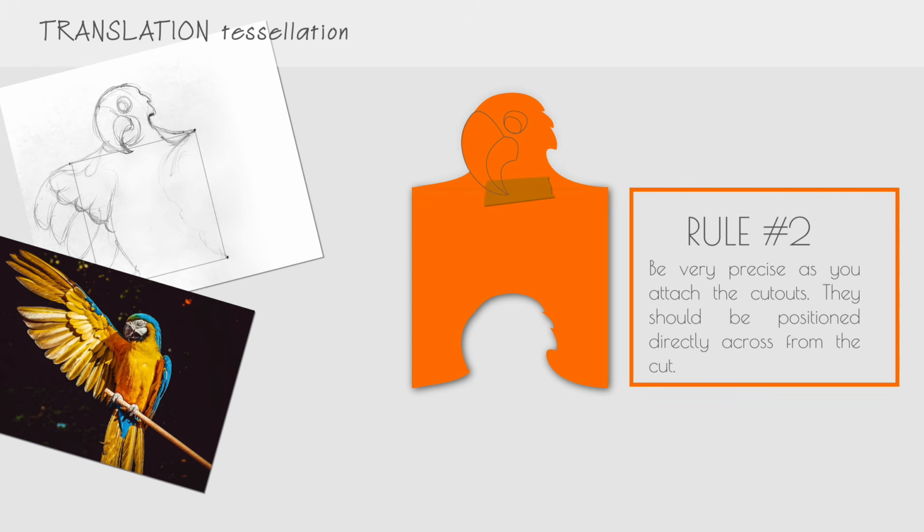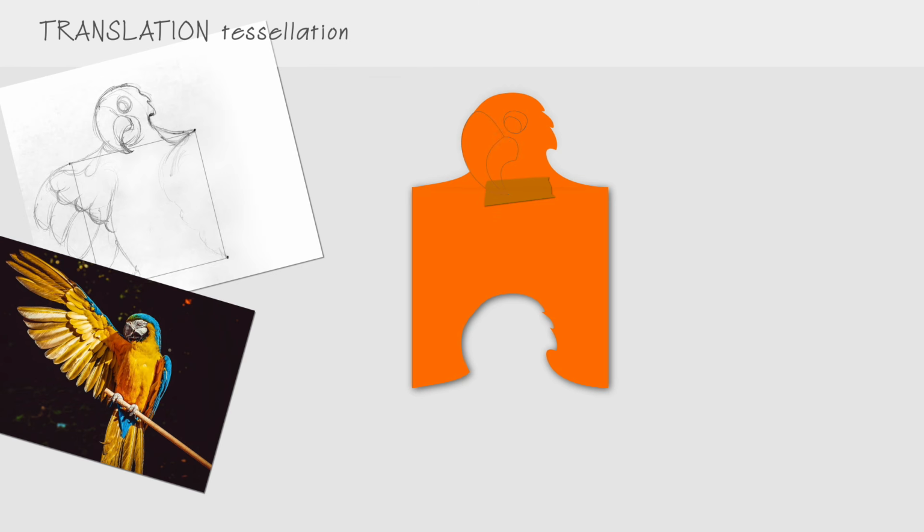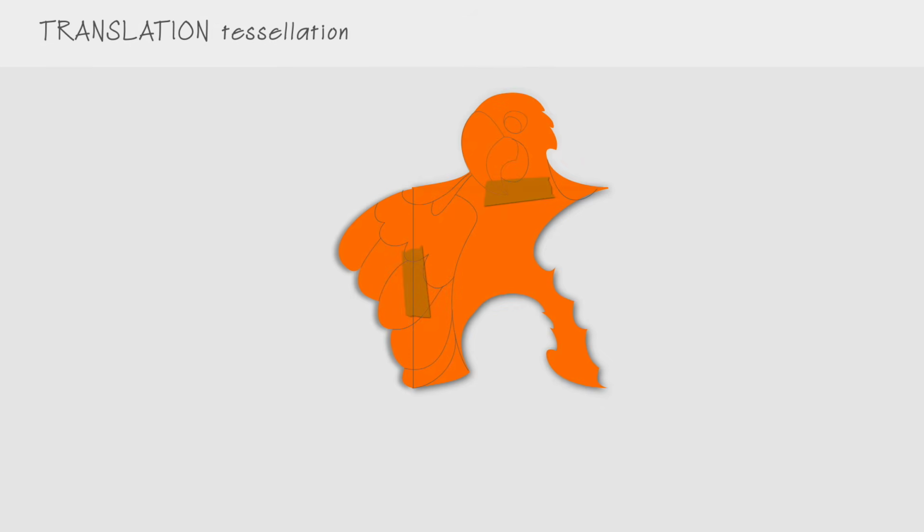Rule number 2. Be very precise as you attach the cutouts. They should be directly across from the cut. To add a wing on the left side, draw it on the right. Cut it out and carefully slide the cutout to the left. Now the tile is done. Think of all the details you can add to the tessellation.